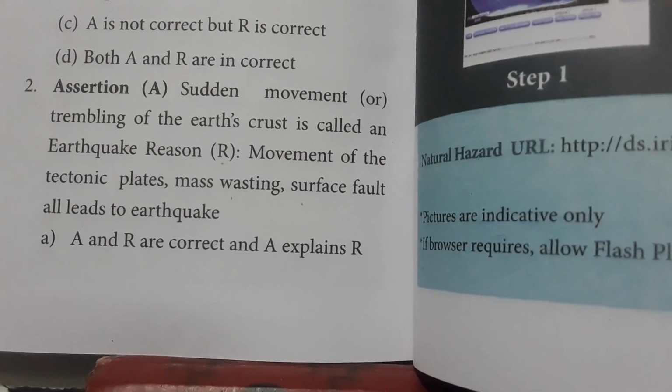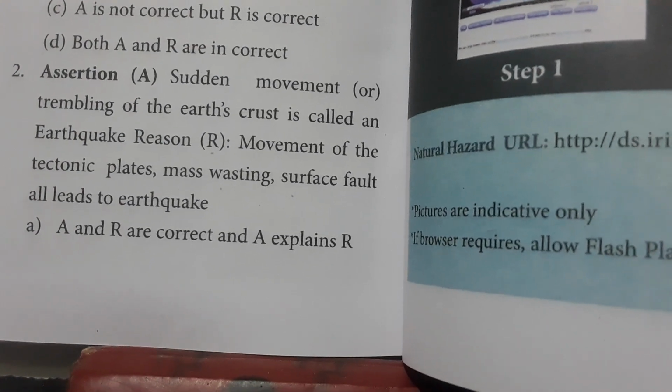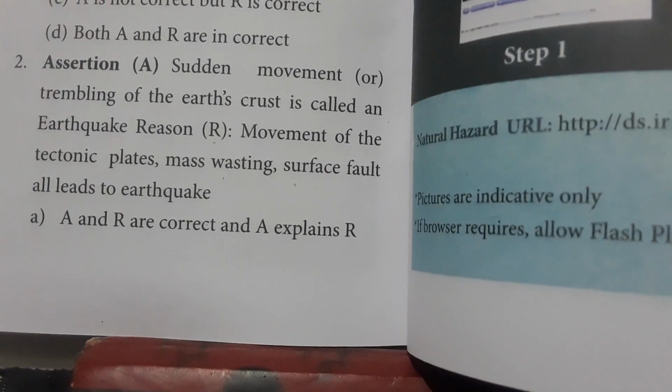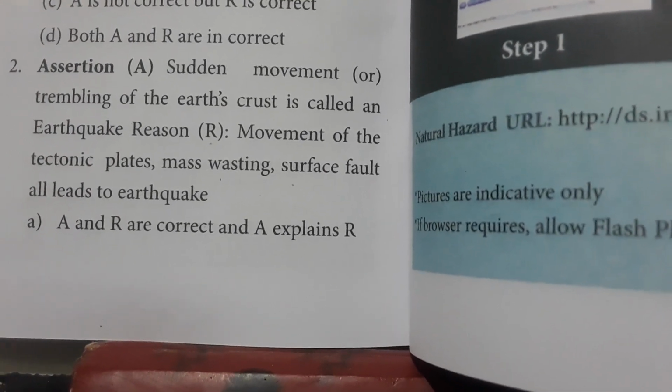Assertion: a sudden movement or trembling of the earth crust is called an earthquake. Reason: movement of tectonic plates, mass wasting, surface fault all lead to earthquake. So here A and R are correct. Option B is the correct one. A and R are correct, but R does not explain A.